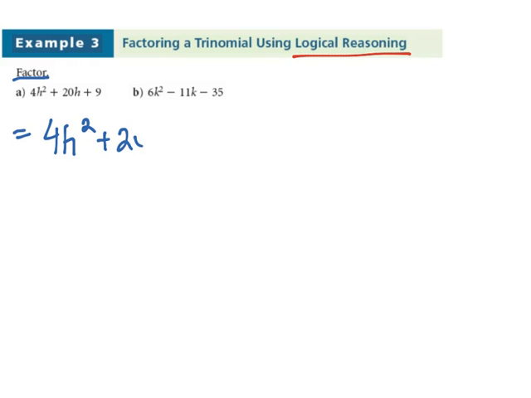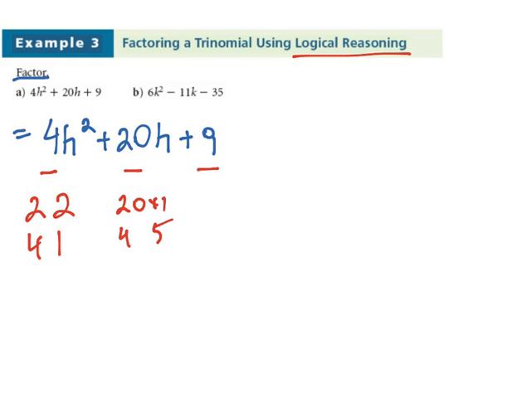The first thing you should always check is whether you can divide each and every term by a greatest common factor. In this case, you can't, because 4 is 2 times 2, or 4 times 1, and 20 is 2 times 10, 4 and 5, and 9 is 9 times 1, and 3 times 3. There are no common factors that we can divide 4, 20, and 9 by. So we tried.